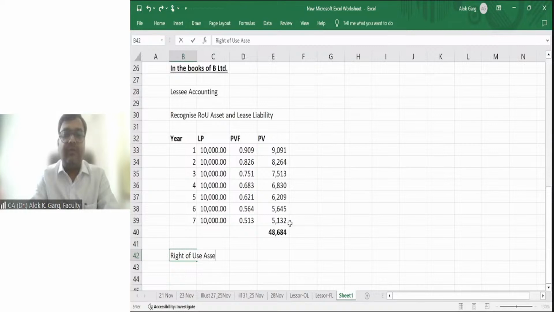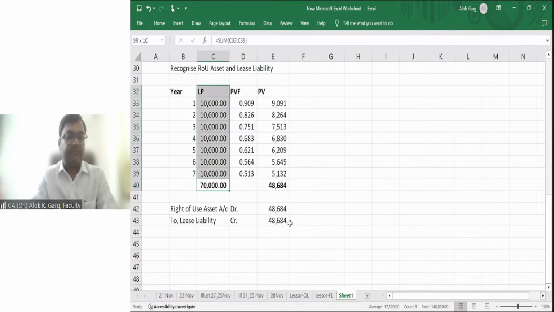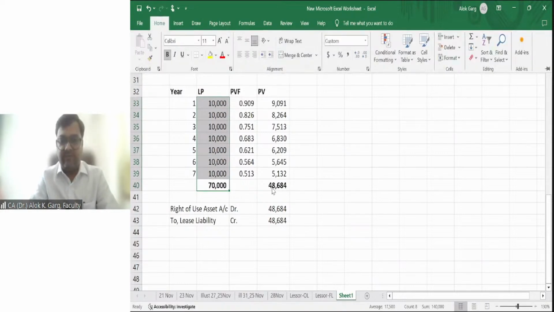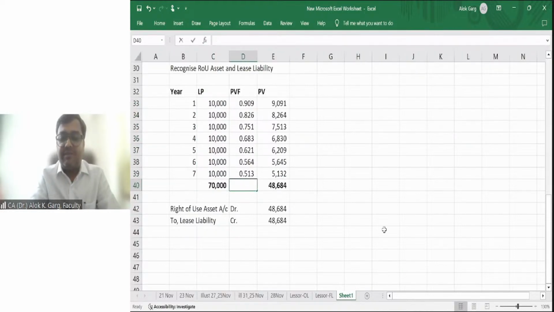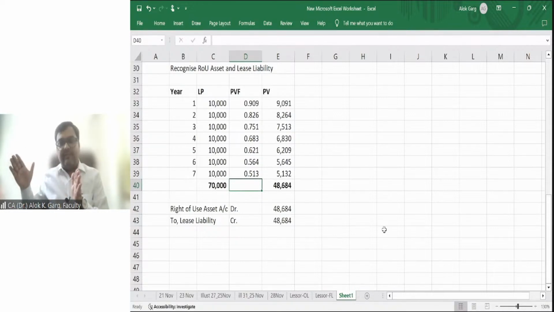Right of use asset account debit to lease liability, right? Credit. This right of use asset will be depreciated over the life of 7 years, and this lease liability will be compounded with 10% interest and reduced by 10,000 rupees of lease payments, right? The total lease payment is 70,000, not 10,000. And the present value is 48,000. The difference between 70,000 and 48,000 is 21,315, which is interest, right? So the initial liability is 48,000. This liability will go up to 70,000 and 70,000 has been paid.